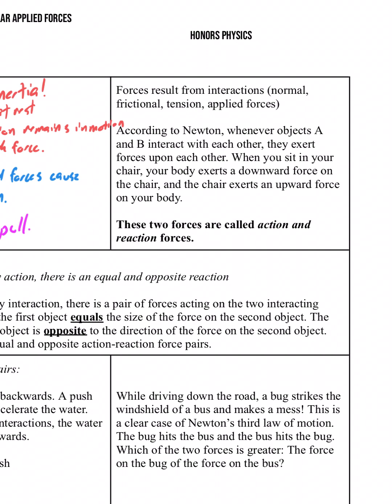And then according to Newton, we're working on our Newton's third law here. Two objects interact with each other. They must exert forces upon each other. So a quick example is when you sit down in your chair, your body exerts a downward force on the chair. The chair exerts an upward force on you. These two forces are called action and reaction forces. Sometimes we call them action-reaction pairs.